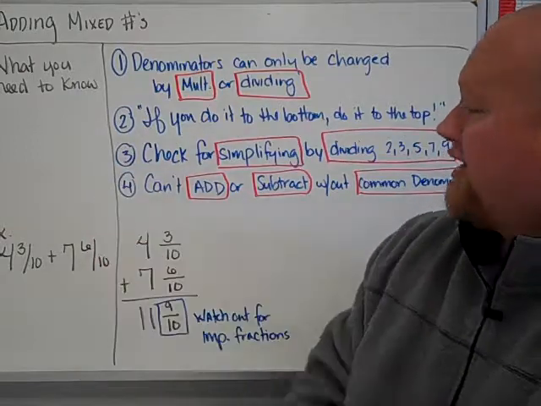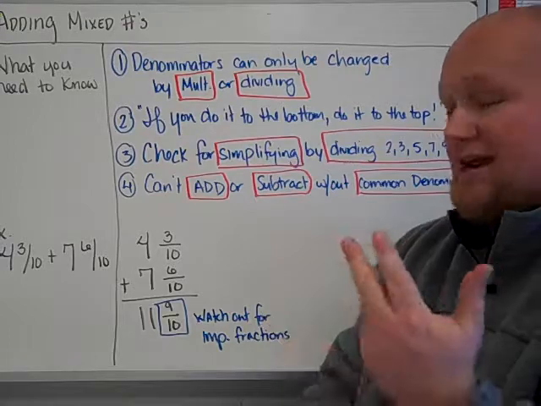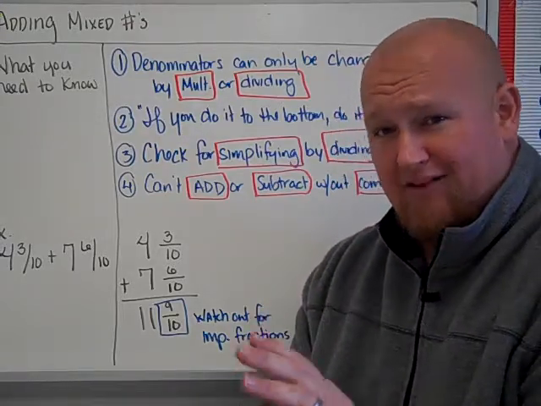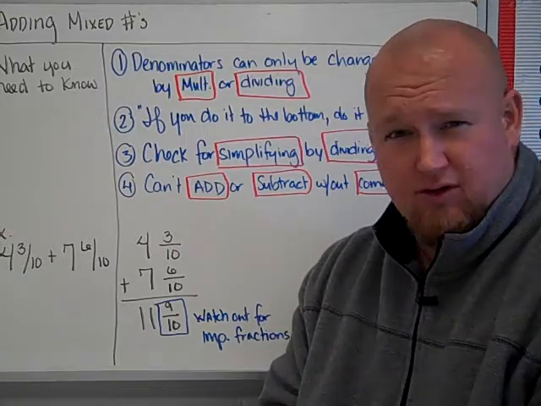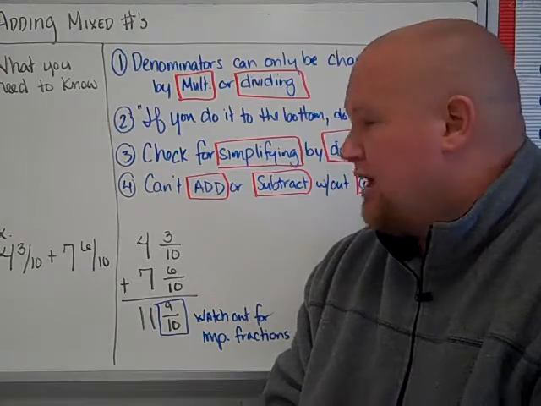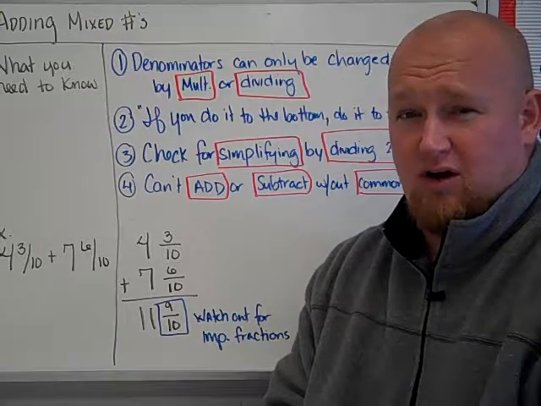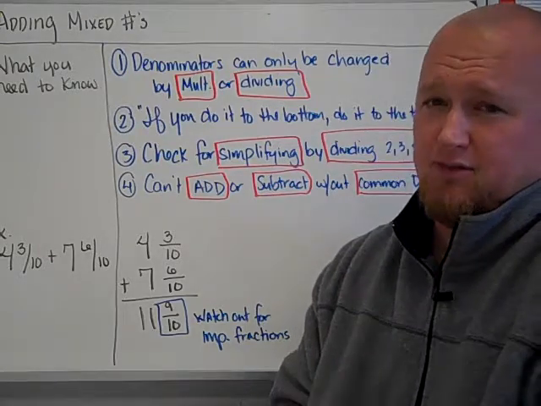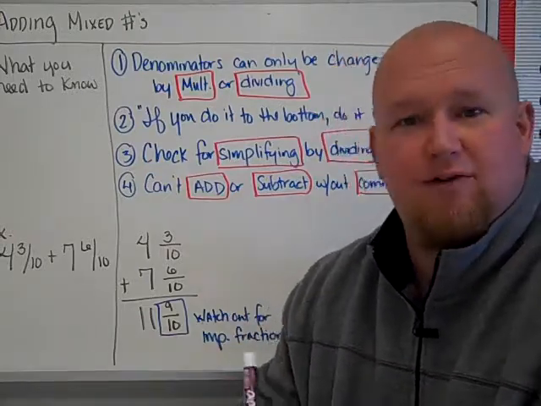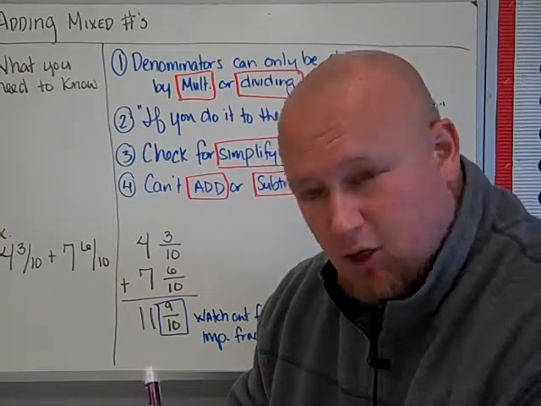3, check for simplifying and dividing, of course, by dividing by 2, 3, 5, 7, and 9. Okay? Occasionally, you're going to have something where you're going to have 11 as a factor or 13 as a factor. There's going to be special cases. But for the majority of what we do with simplification, if it's not divisible by 2, 3, 5, 7, and 9, chances are it's going to be in simplest form. 4, remember that you cannot add or subtract if their denominators are not the same. Can't do it, can't do it, can't do it.